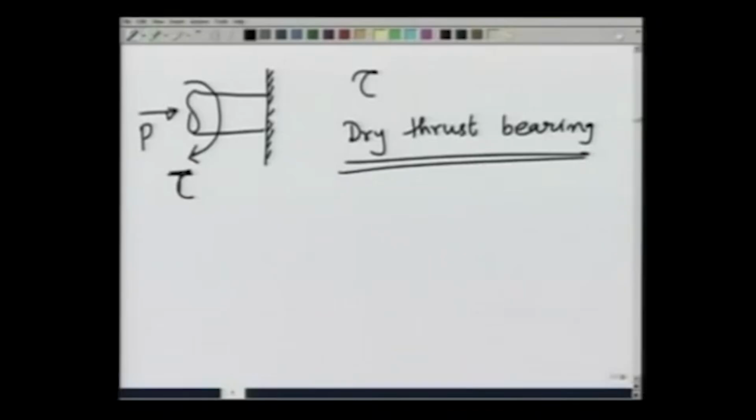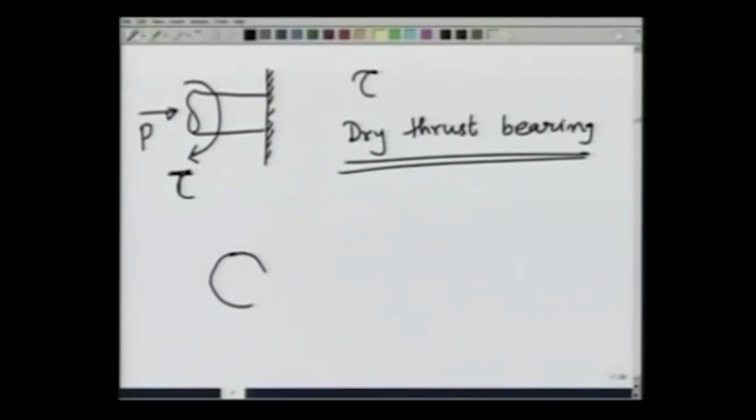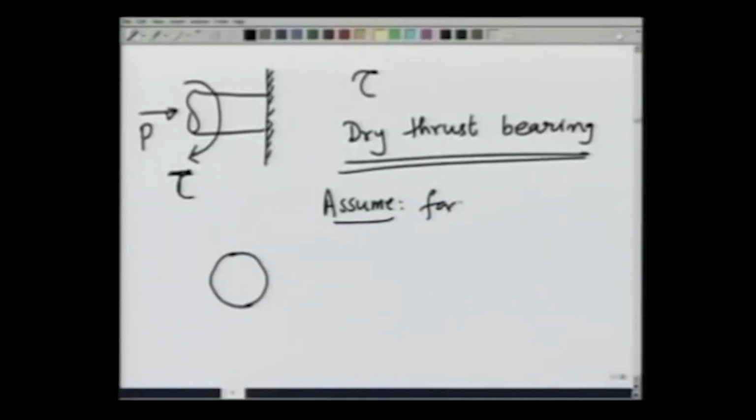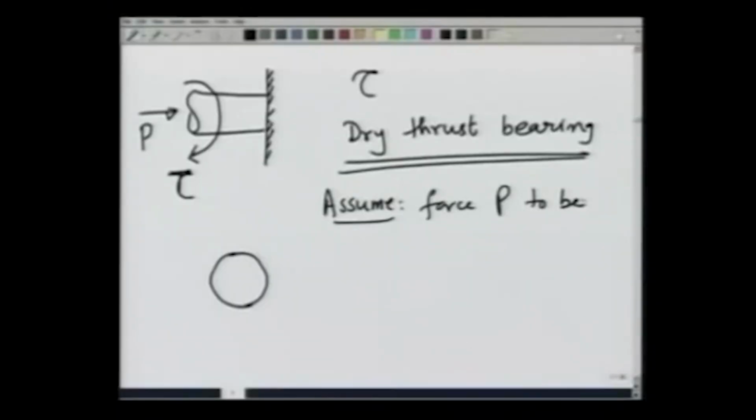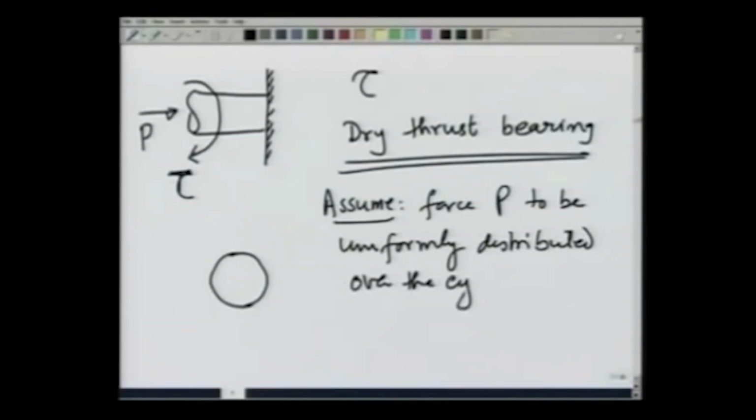So, let us see what is happening. If the cylinder is being pushed against the wall, and if I look at the cross section at the wall, the cylinder experiences a normal force because of which it is in equilibrium. If we assume force P, that is pushing the cylinder, to be uniformly distributed over the cylinder, then I can calculate the force in each ring of the cylinder that I am making here.